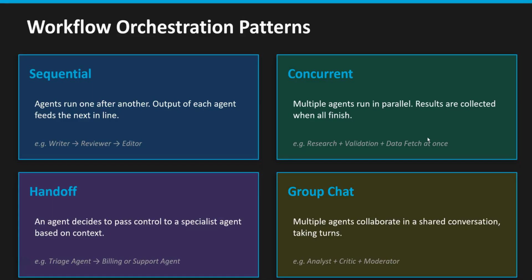And finally, group chat is the most collaborative pattern. Multiple agents work together in a shared conversation. Imagine a team of experts solving a problem. One agent suggests a solution, another critiques it, and a third refines it further, going back and forth until they reach a high quality answer.